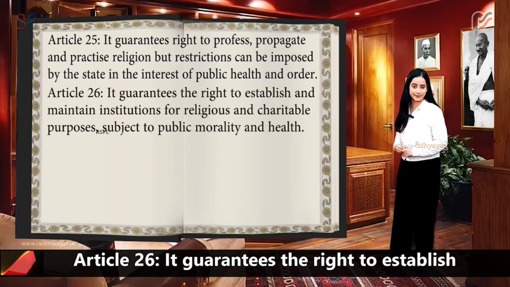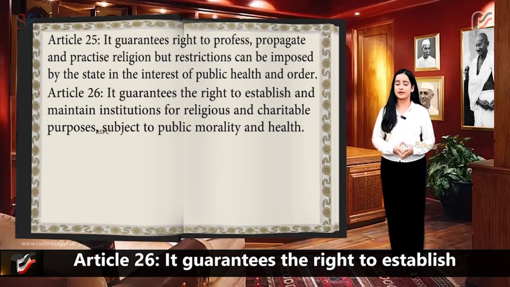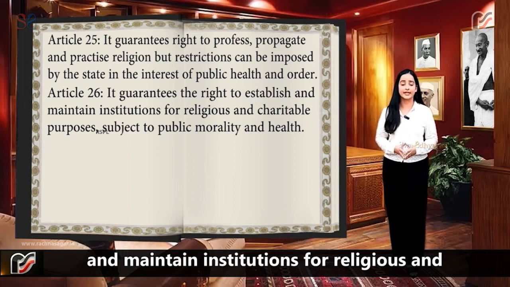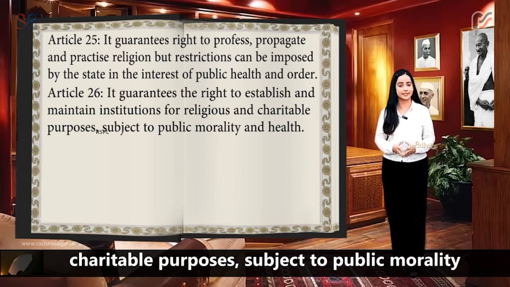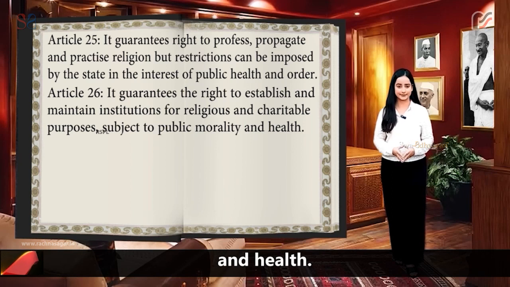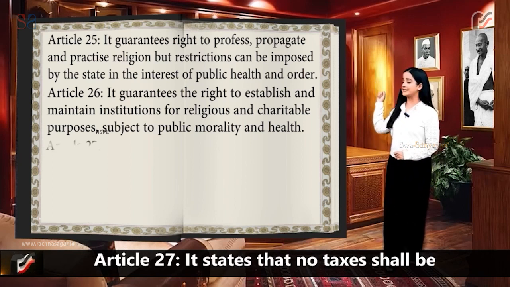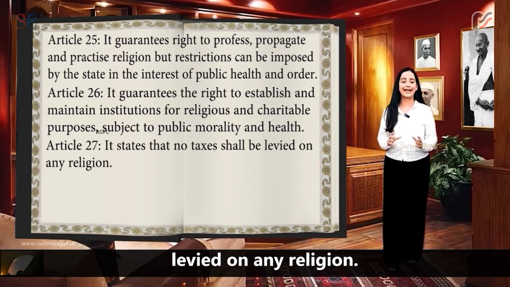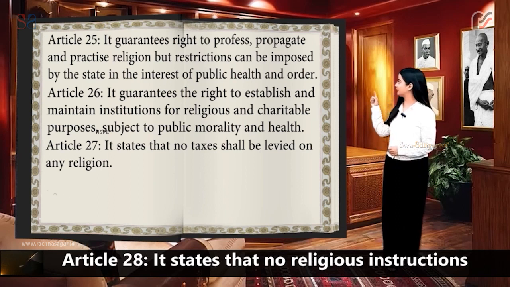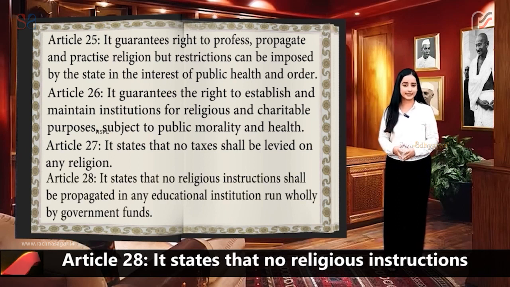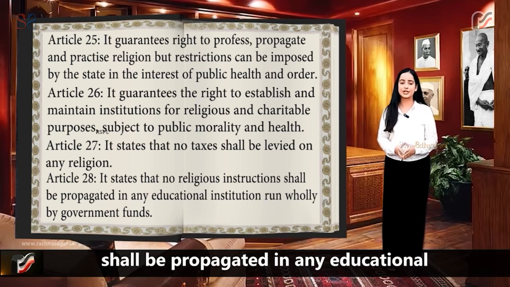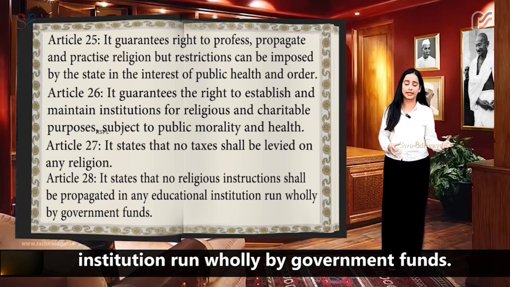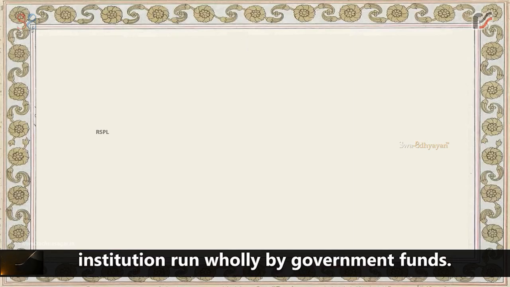Article 26. It guarantees the right to establish and maintain institutions for religious and charitable purposes subject to public morality and health. Article 27. It states that no taxes shall be levied on any religion. Article 28. It states that no religious instructions shall be propagated in any educational institution run wholly by government funds.